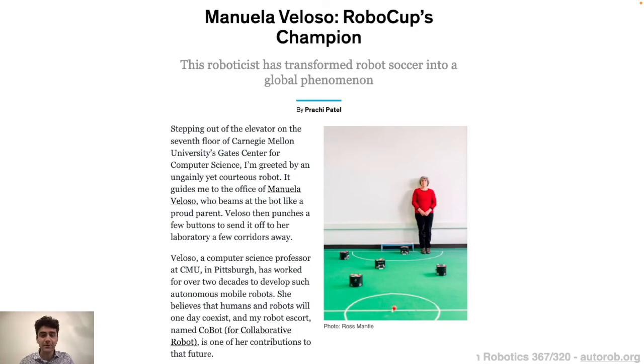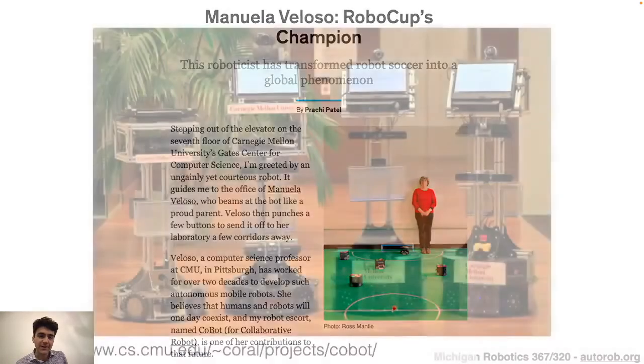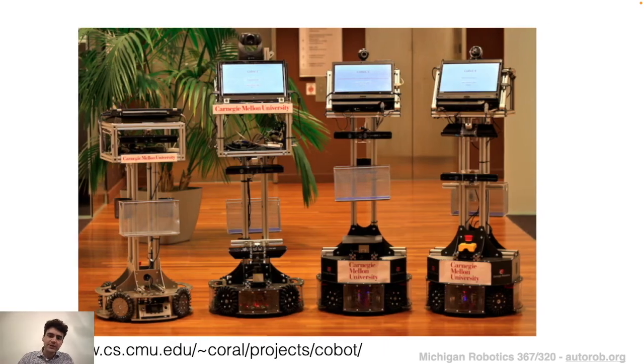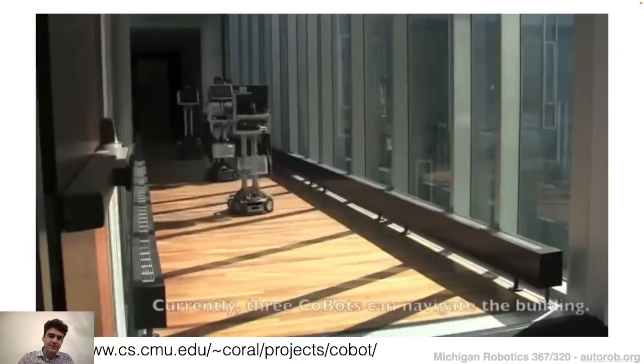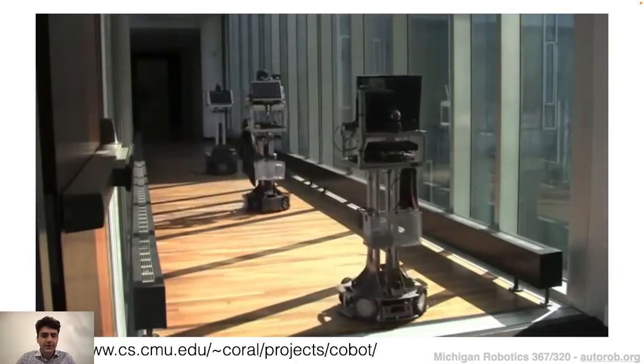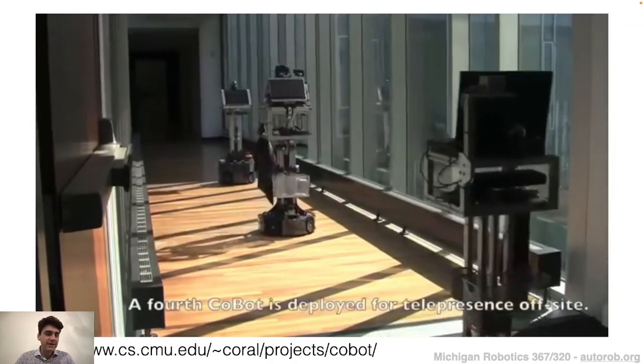Another project that's exciting that has come from Professor Veloso's lab that also uses path planning is a project by the name of cobots. Shown here are a set of these cobots, which essentially serve as autonomous tour guides within the Carnegie Mellon robotics building. On this next slide, you'll see a video clip of these robots navigating autonomously through the building using path planning.